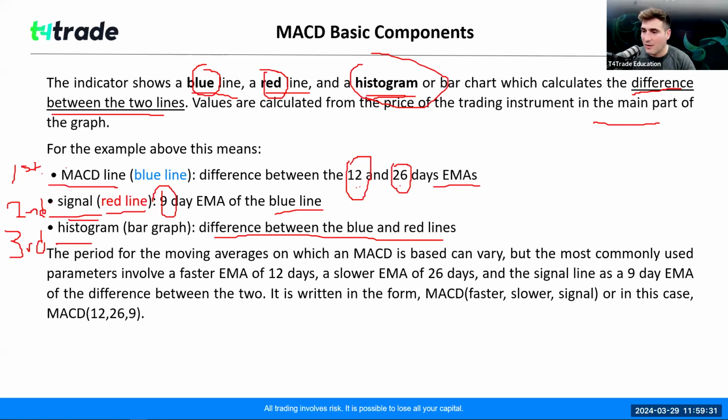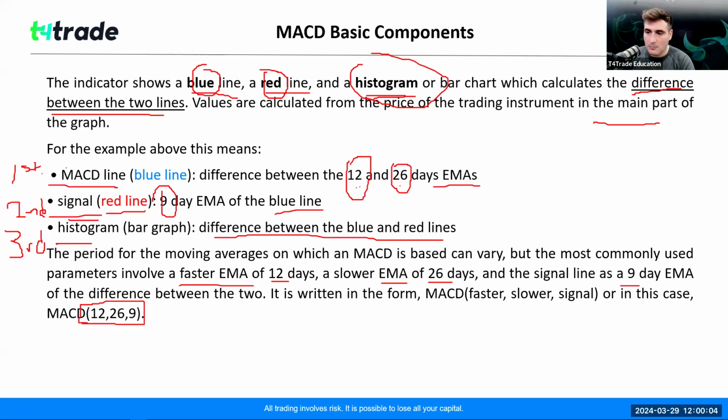So the period for the moving average in which MACD is based can vary, but most commonly, the most common parameters involve a fast EMA of 12 days or a slower EMA of 26 days. Again, default settings are these, and for the signal line is 9. So when you hear someone asking, for example, what are your MACD parameters or your MACD specs, you're going to say MACD, for example, 12, 26, and 9, and this is in this kind of format.